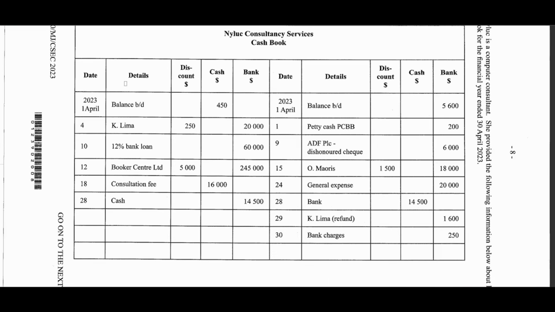So they actually gave us a cash book to work with: opening balances, debit entries, meaning money coming in, opening balances on the credit side for your bank account, and entries on the credit side of the cash book, which means money being spent. So let's see what questions are being asked on this now.